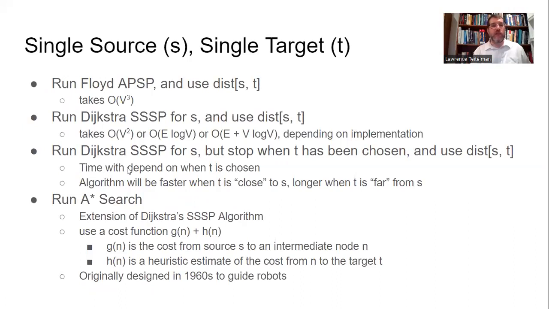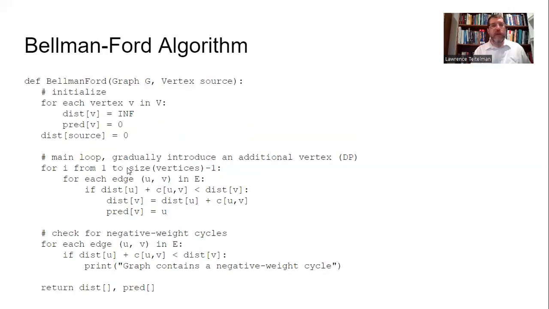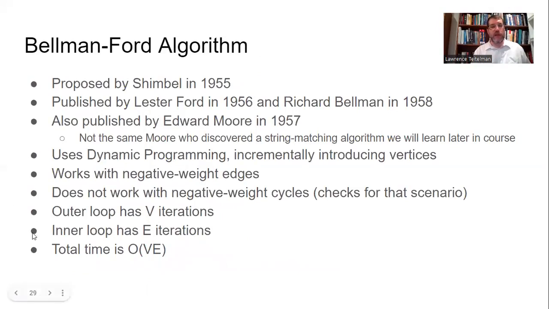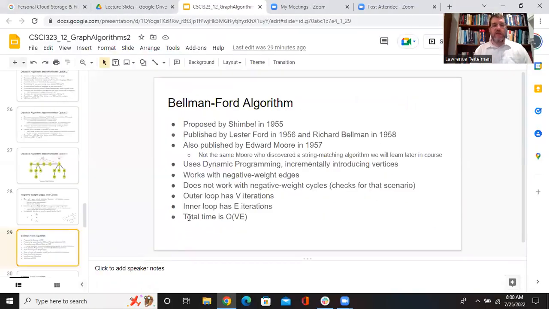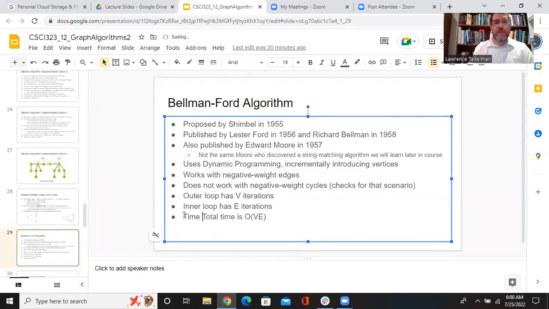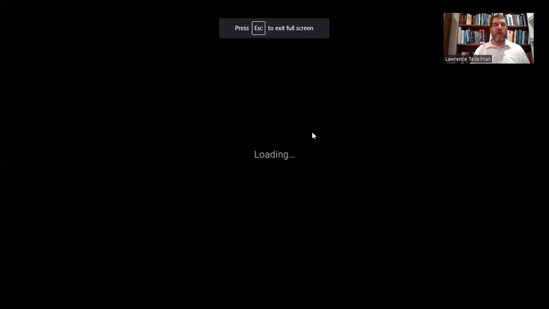Oh, here's our analysis. I just snuck that in over here. The total time is O of V. And maybe I'm just going to amend that. So we'll say time is O of V for the outer loop. Then we have O of VE for the second loop. And then O of E for the third loop. And the total time is O of VE. So just make that a little bit more clear.